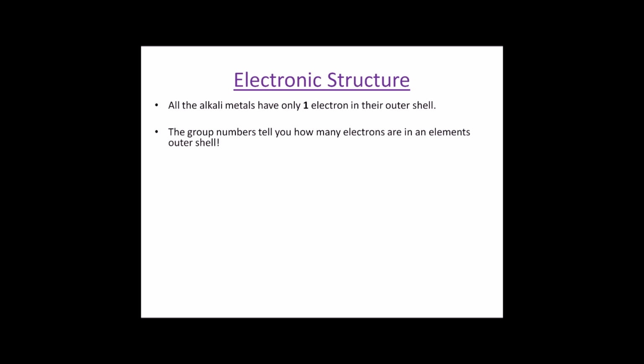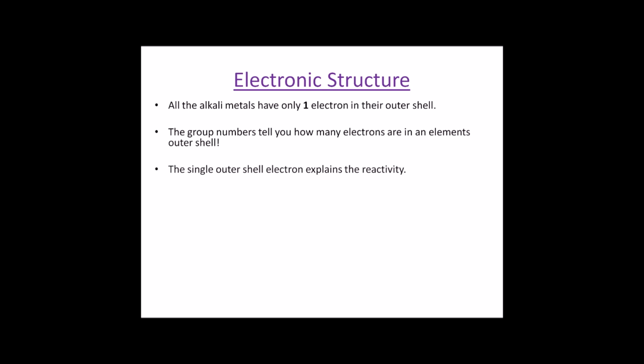The group number also tells you how many electrons are in an element's outer shell. So these are the alkali metals, they're group 1, they've got one electron in their outer shell. The group 2 elements have got 2 electrons in their outer shell. The group 3 elements have got 3 electrons in the outer shell. How many do you think group 4 have got? Yep, 4. That's simple, isn't it?